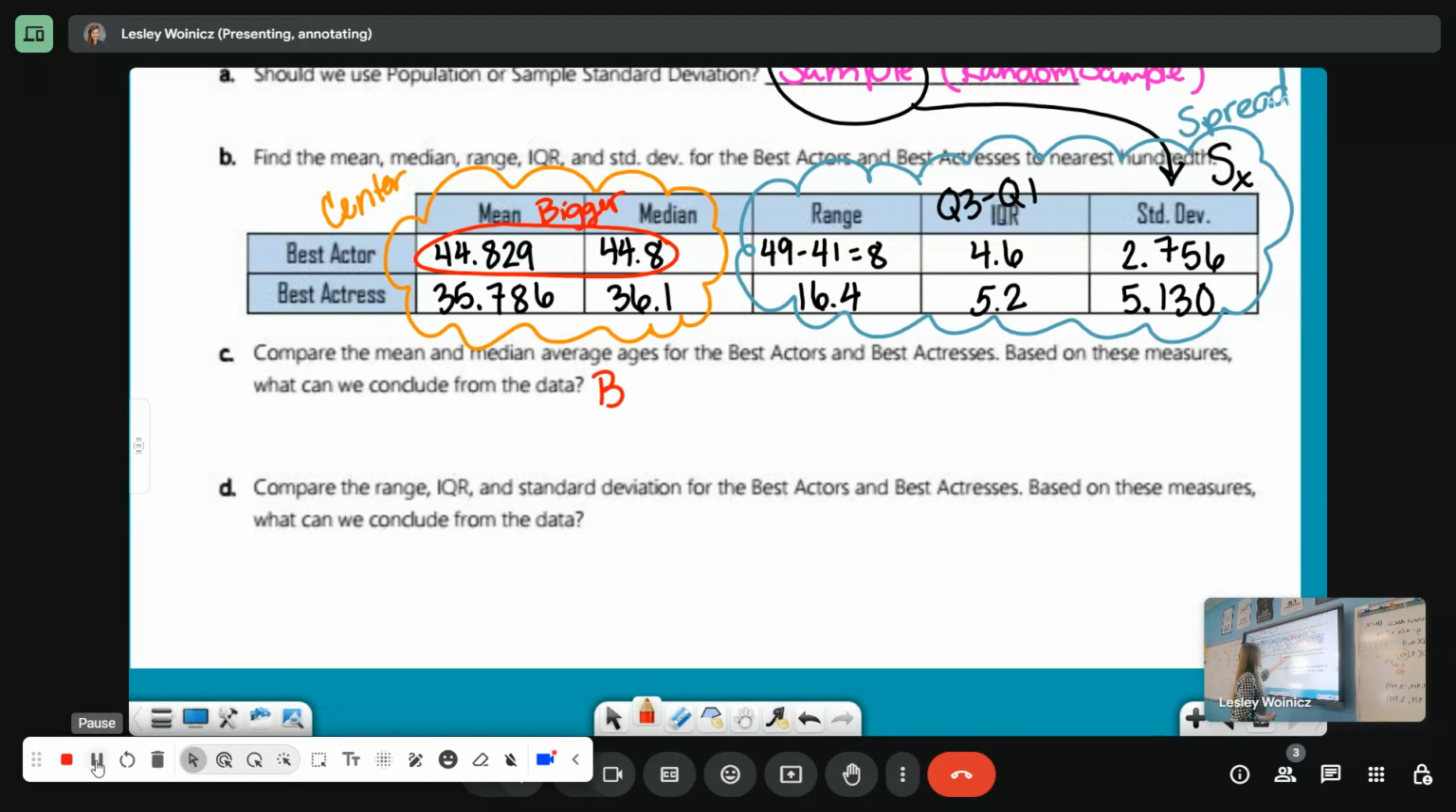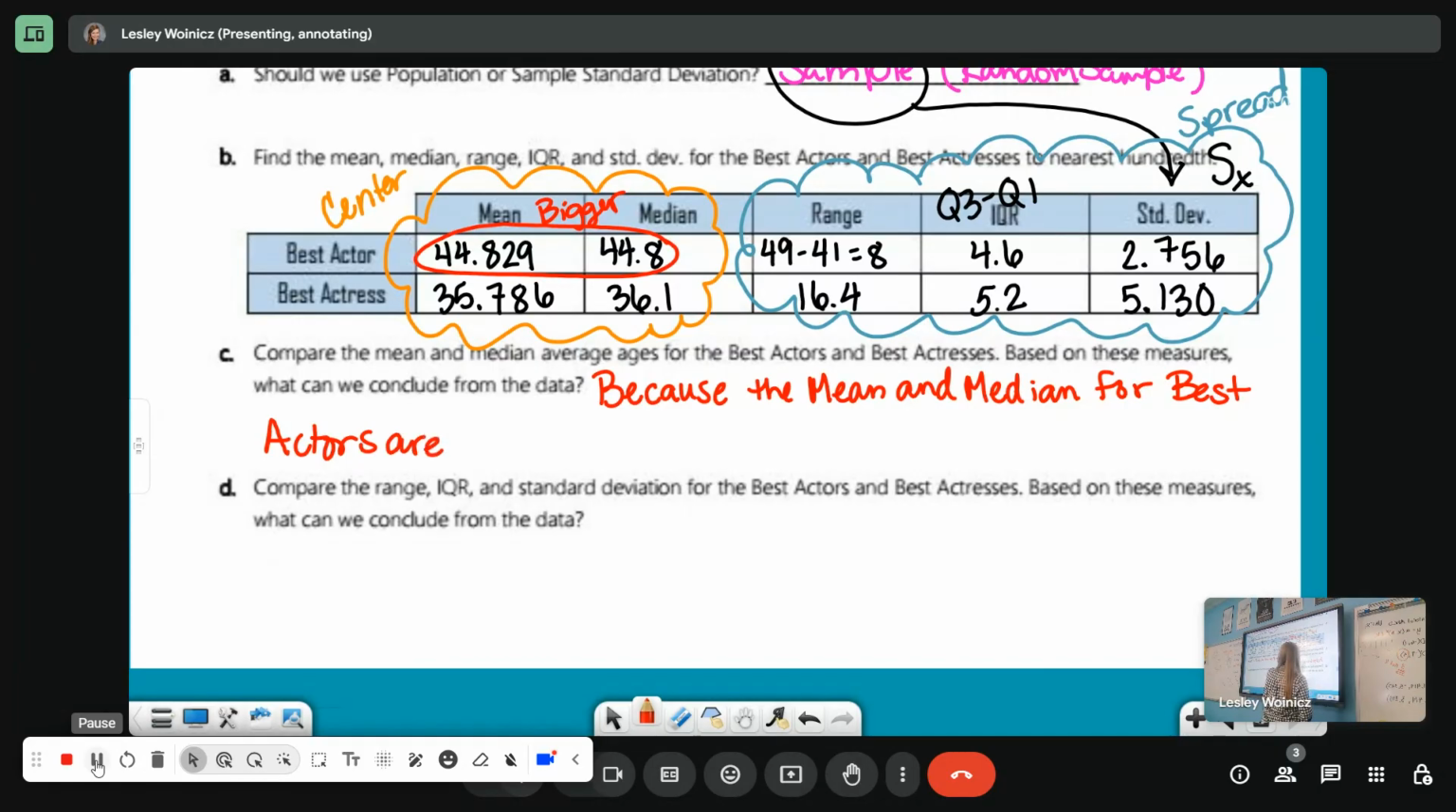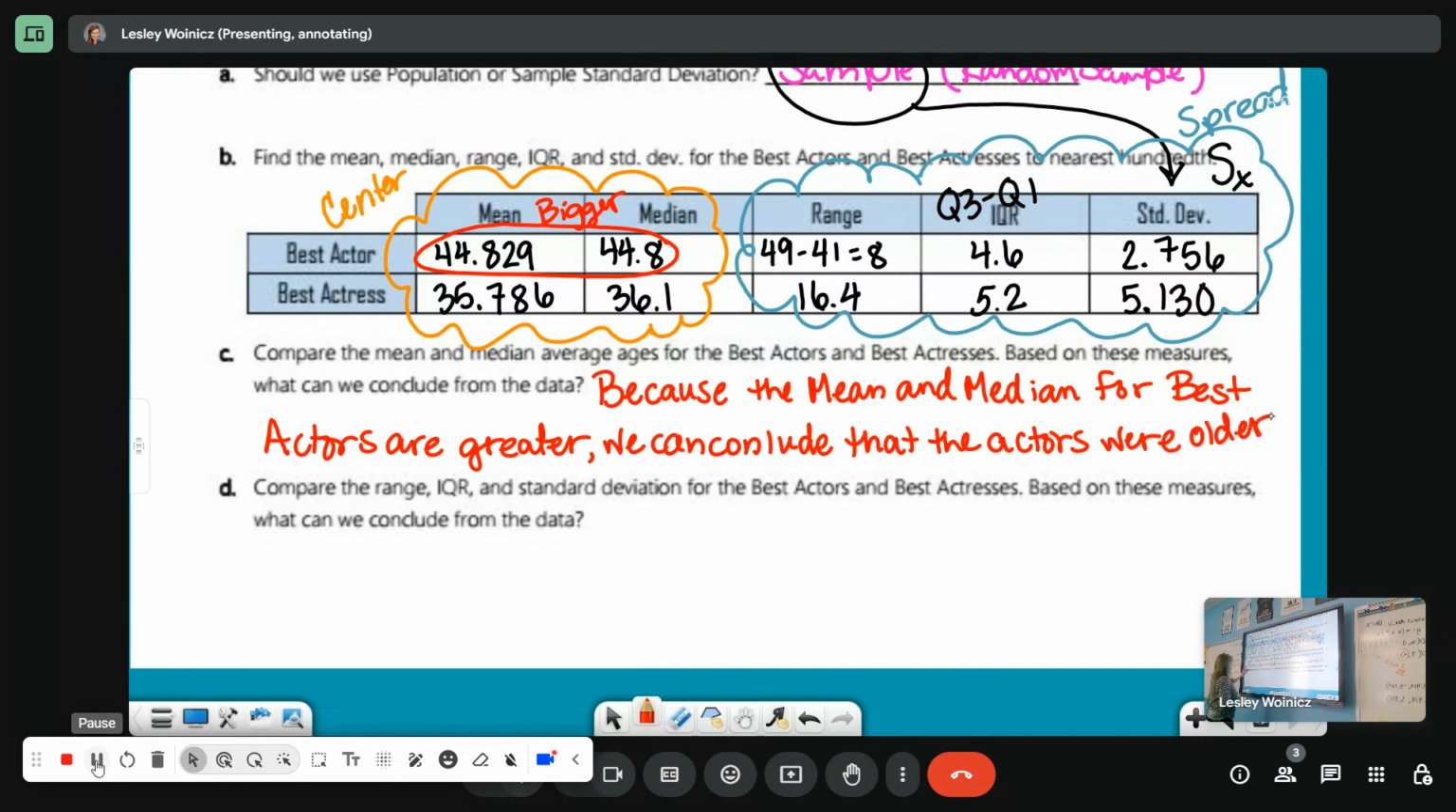Because the mean and median for the best actors are greater, we can conclude that the actors were older on average. I ran out of room.